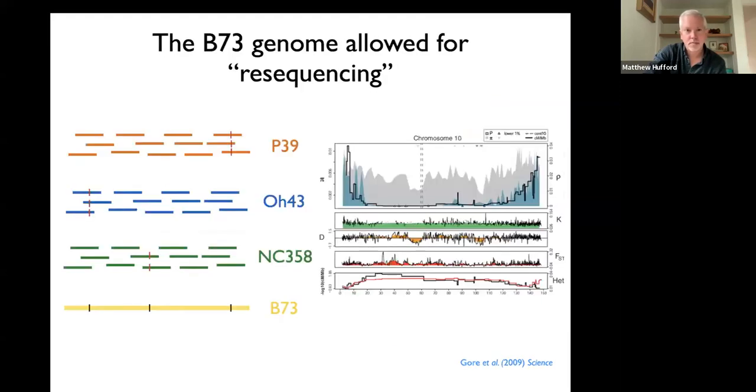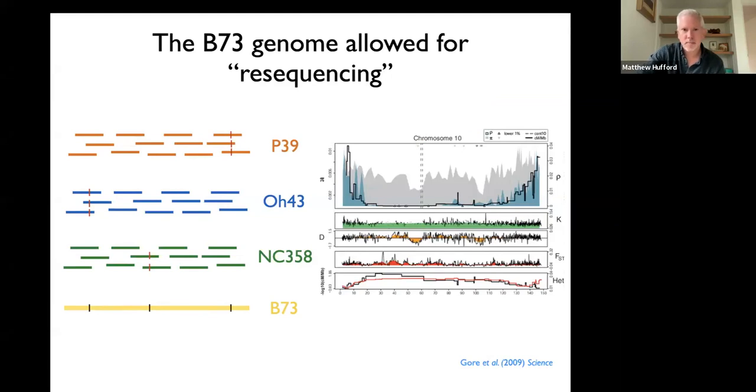And that single genome also facilitated this whole process of resequencing. So you've got a single reference genome. You can then take cheap short reads, Illumina sequence, from a bunch of other lines. So for example, NC358, Oh43, P39, all founders of the NAM population. Generate those short reads, map them back to the reference genome, and then call single nucleotide polymorphisms relative to the reference. And that allows us to start to characterize diversity within the species.